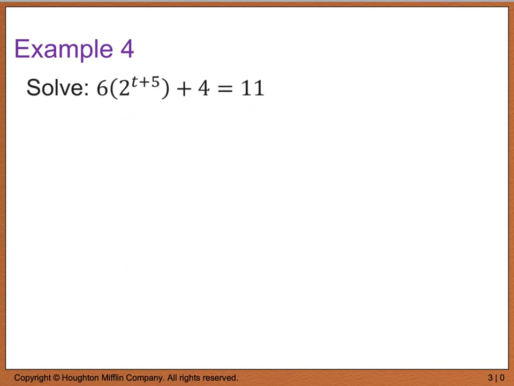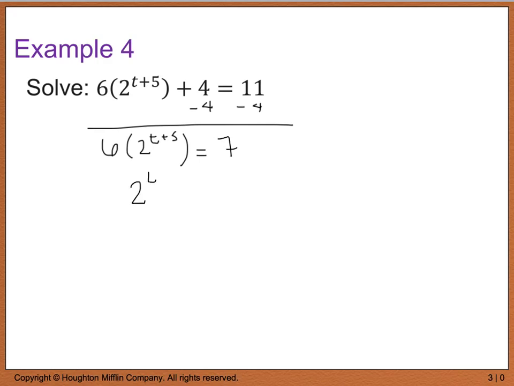Example 4 says to solve 6 times 2 to the t plus 5, plus 4 equals 11. So we're going to have to undo our order of operations, and we're going to subtract 4 from both sides. This is going to give us 6 times the quantity 2 to the t plus 5 is equal to 7. I'm going to divide by 6, so I have 2 to the t plus 5 is equal to 7/6.